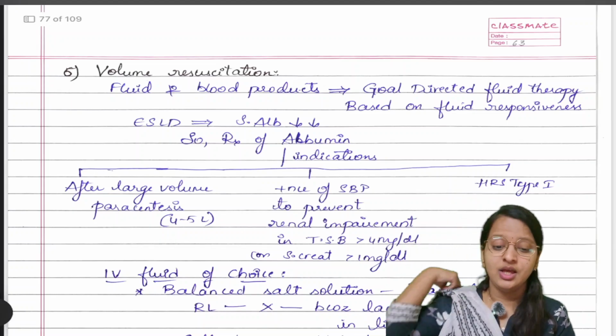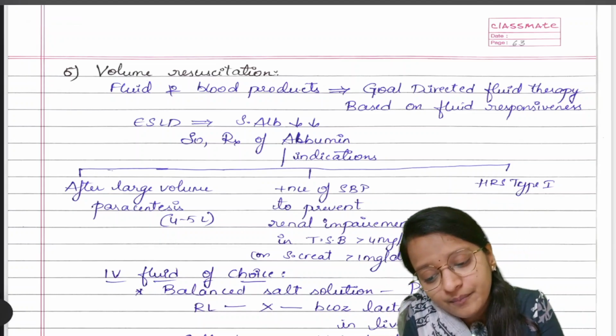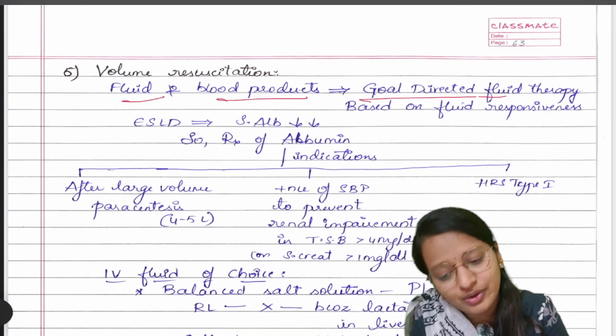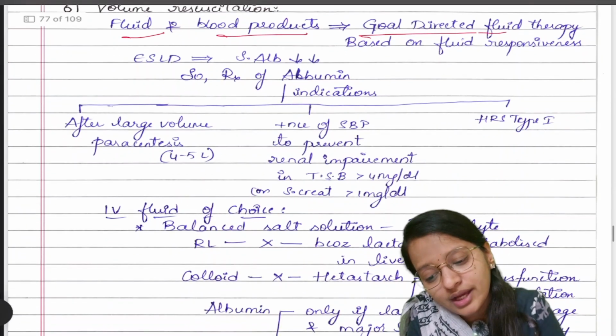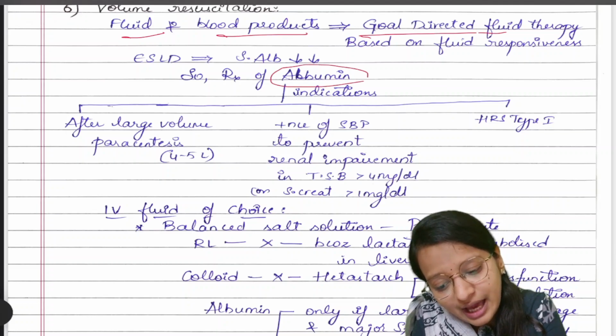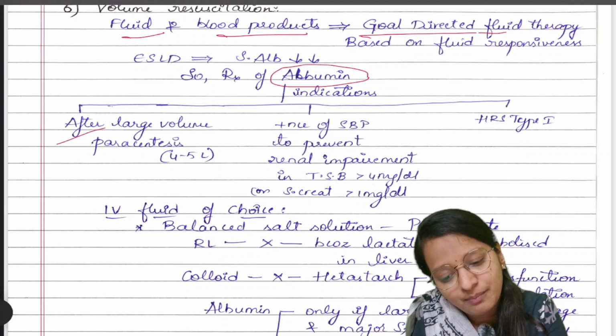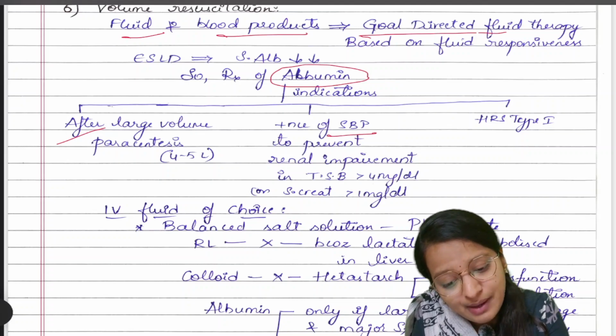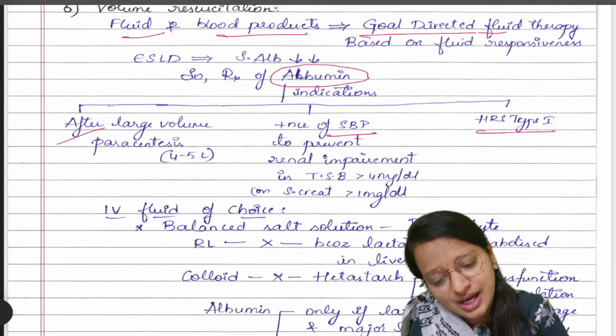Volume resuscitation. So fluid and blood products have to be given in a goal-directed manner based on fluid responsiveness. Because in end-stage liver disease, there will be decrease in albumin. We will be giving albumin in only certain cases like after large volume paracentesis, presence of spontaneous bacterial peritonitis, and in HRS type 1.